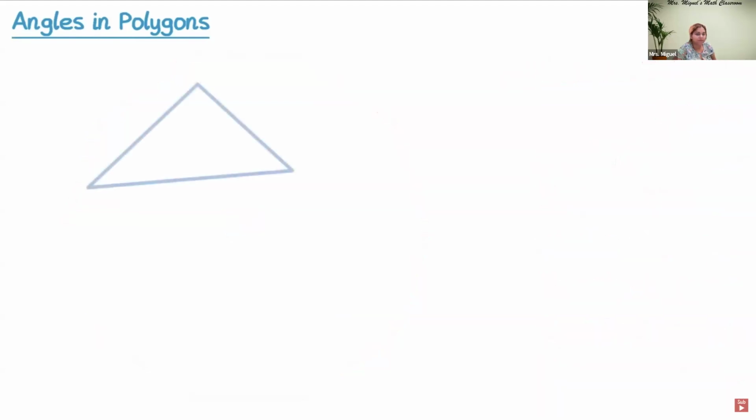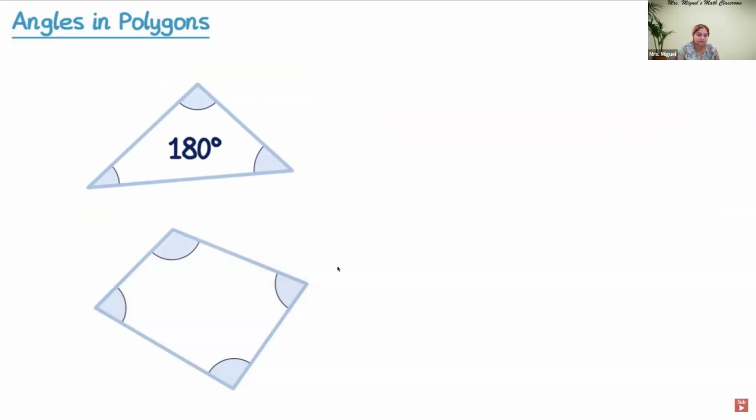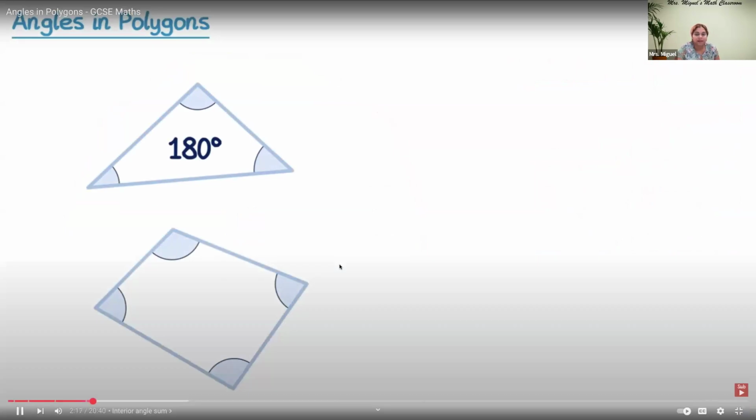You may already know that the angles inside a triangle add up to make 180 degrees. You are expected to know that the sum of the interior angles in a triangle is 180 degrees. You may also know that the angles inside a 4-sided shape, a quadrilateral, add up to 360. Because a 4-sided shape is like a square, like a rectangle, and the sum of those angles is 360. But many people don't know why.